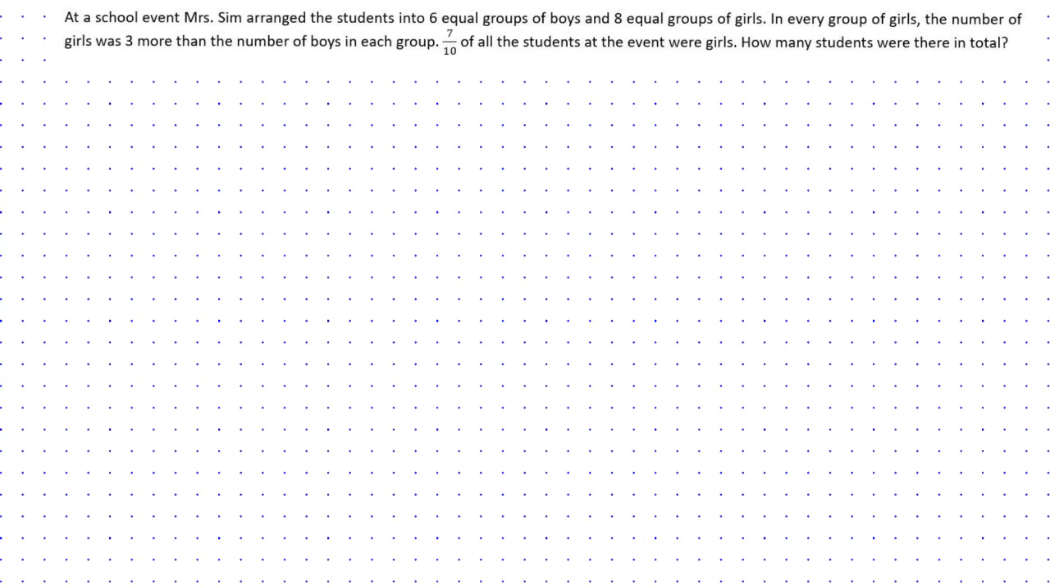Hi, so this question is a 5-mark question based on fractions and ratio. It says at a school event, Mrs. Sim arranged the students into 6 equal groups of boys and 8 equal groups of girls. In every group of girls, the number of girls was 3 more than the number of boys in each group. 7 out of 10 of all students at the event were girls. So the question is, how many students were there in total?